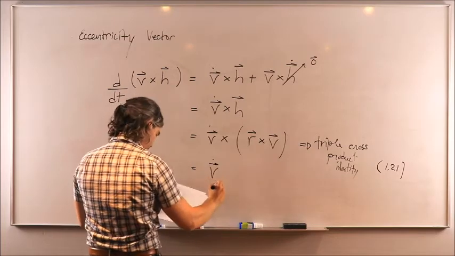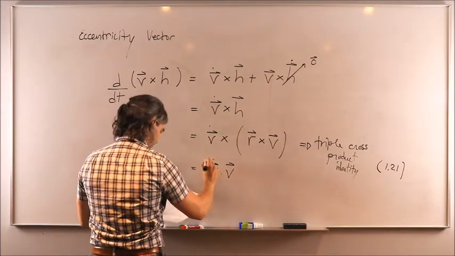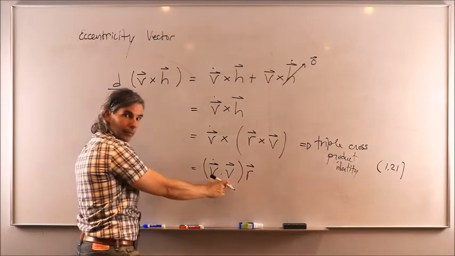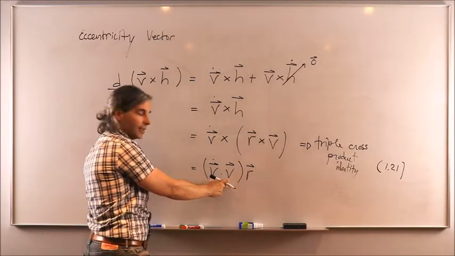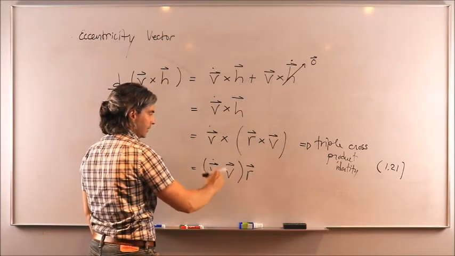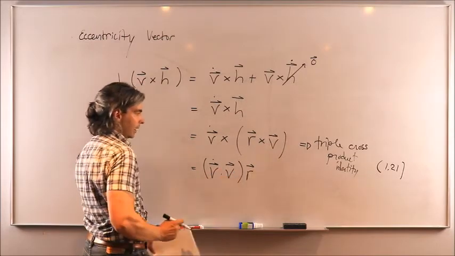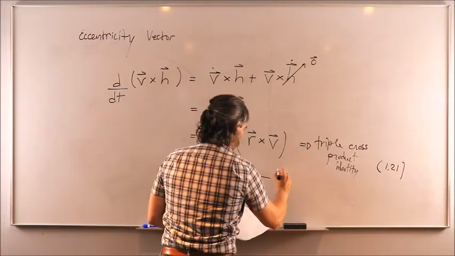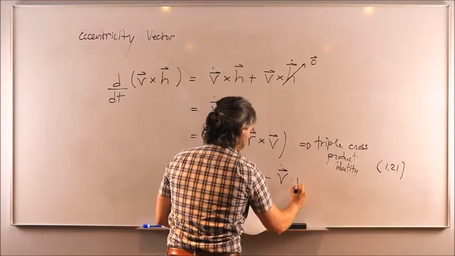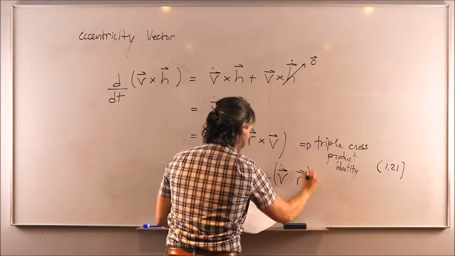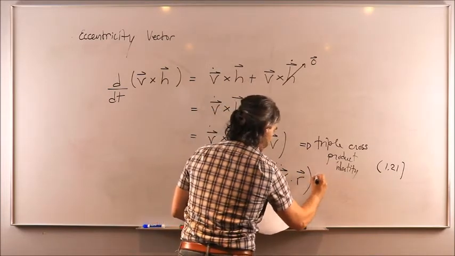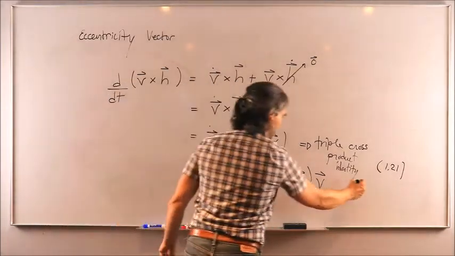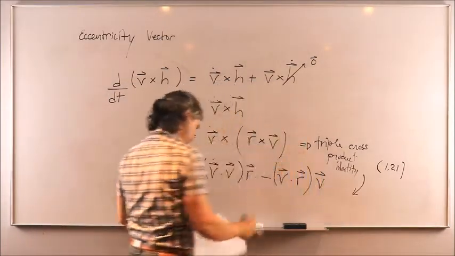So v dot product v. That gives me a scalar. Remember, dot product of two vectors gives you a scalar. A scalar, I can easily multiply with a vector, that I can do. Minus v dot product position vector times my velocity vector. Again, this is what I use to go from here to here.